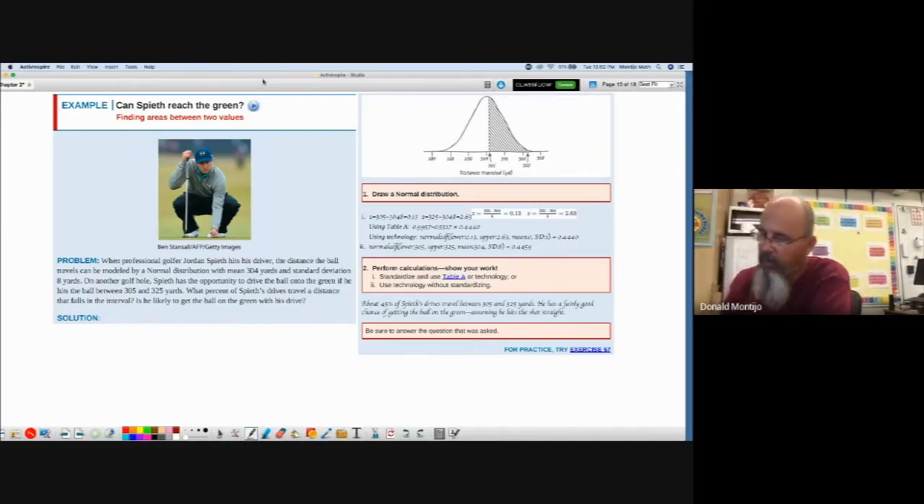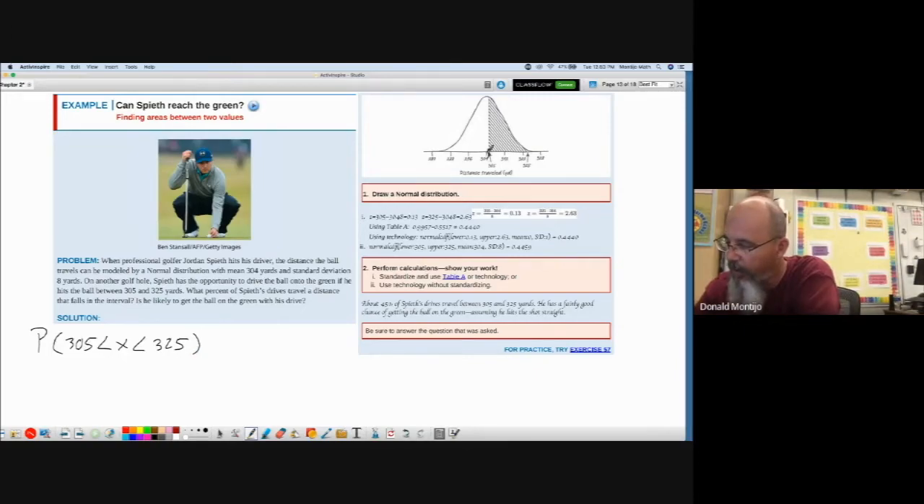Well, let's find out. Okay, so we're trying to answer this, the probability that he is greater than 305, but less than 325. So we want to know the proportion in between, which can be seen up here. We're looking for the area in between these two.